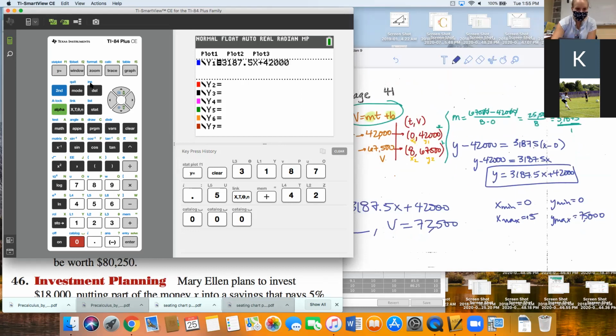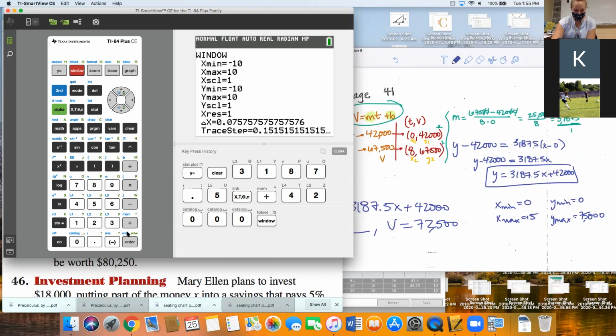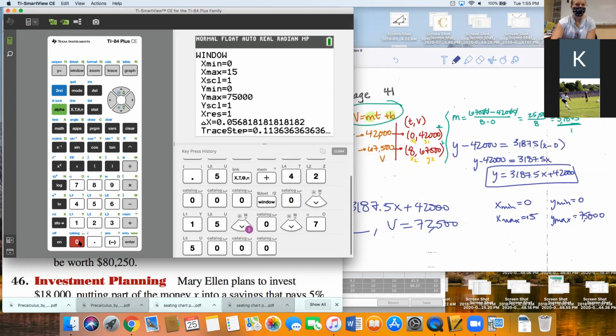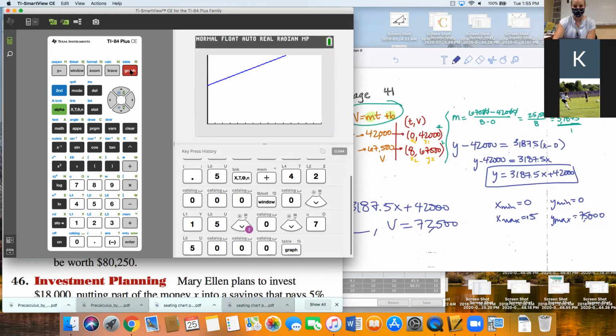So before I even look at the graph, I'm going to go to window. And I'm going to do that. 0, 15. Nothing else should really change. 0, and then 75,000. Any question on how I decided that was my range? I didn't want to go to my graph immediately because I knew it wasn't going to fit. I'm looking at really, really big numbers, so I want to automatically go there and see what I've got. Awesome. It's even a little bit off my page.